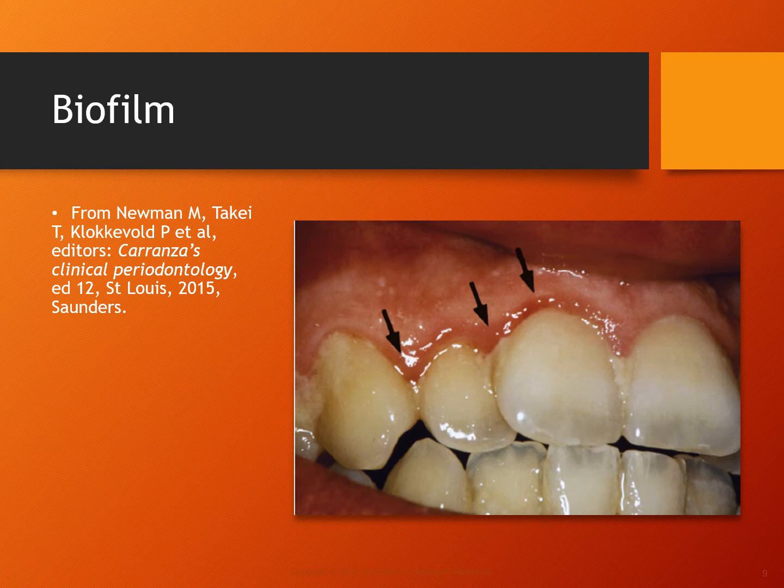What's happening here is the bacteria is producing enzymes and toxins that are starting to destroy the periodontal tissues and lowering defenses.